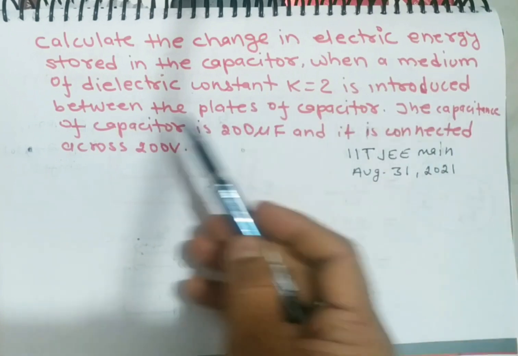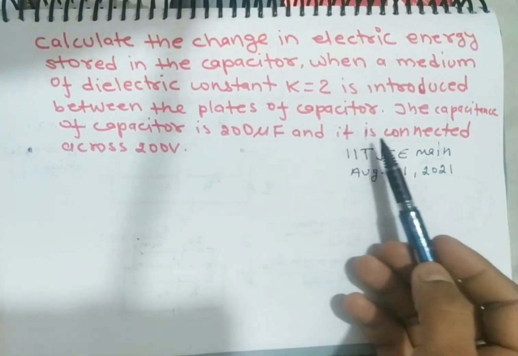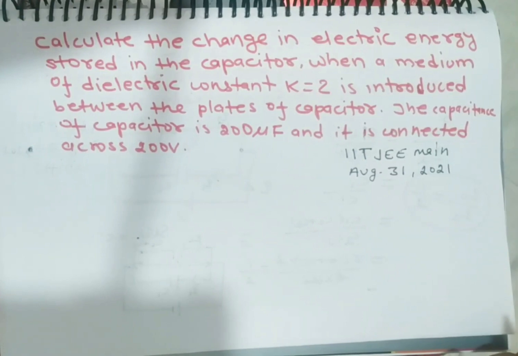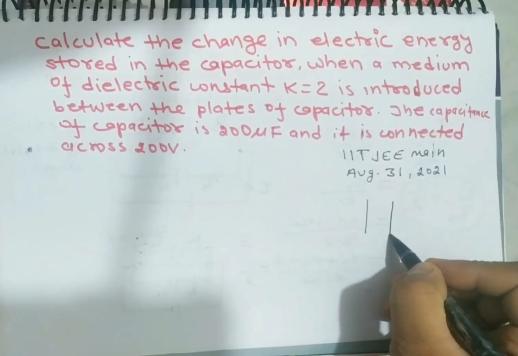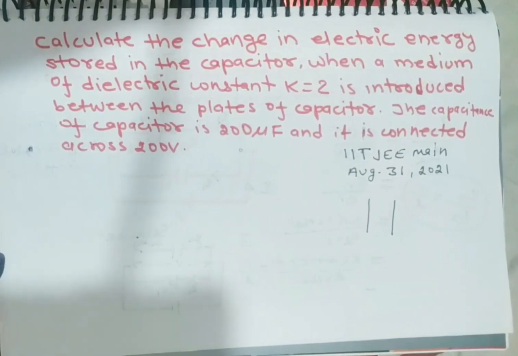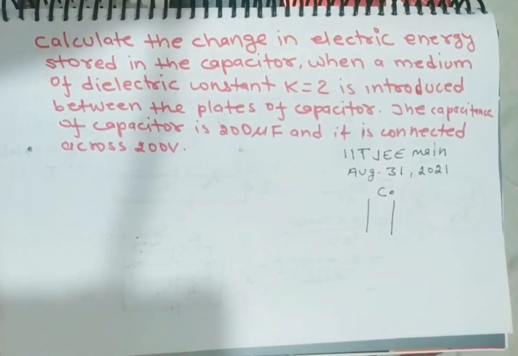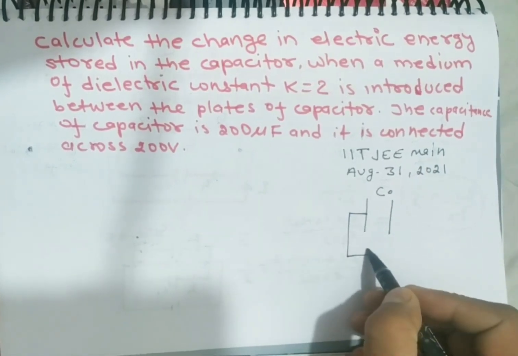The capacitance of the capacitor is 200 microfarad and it is connected across a 200 volt source. We know that if there is a capacitor and it has a value C naught, let's say it has a value C naught, and it is connected to a supply.